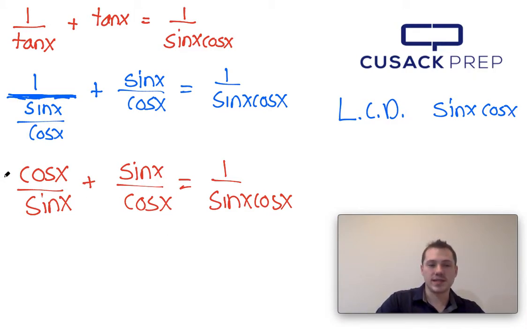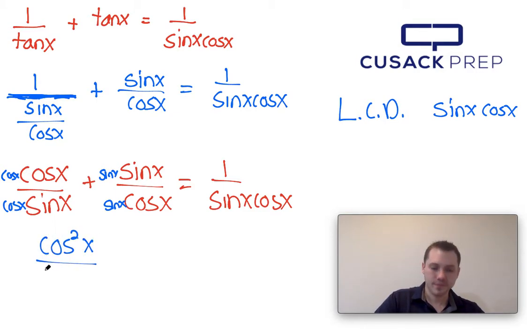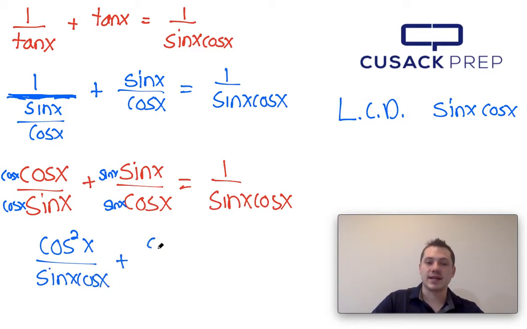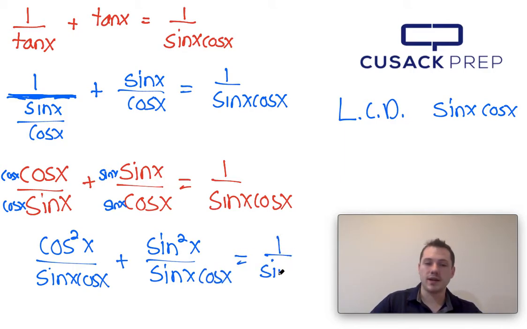So what I need to do is multiply this fraction by cosine of x over cosine of x. And I need to multiply this fraction by sine of x over sine of x. When I do that, going to the next line, cosine of x times cosine of x is cosine squared of x divided by sine x cosine of x. Sine of x times sine of x is sine squared of x divided by sine of x cosine of x. And this needs to equal 1 over sine of x cosine of x.